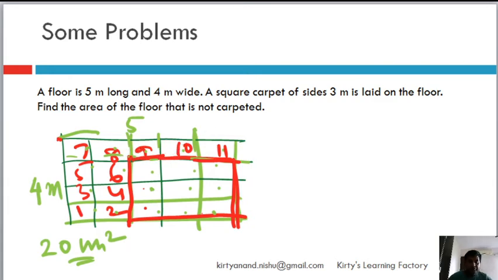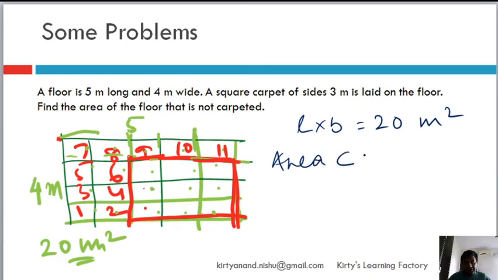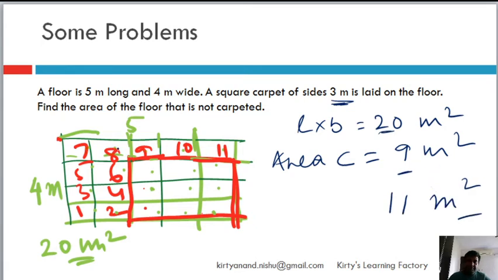Now the way to use a formula to solve the problem is very simple, which obviously you would be taught in school also. What is the total area of the floor? Length into breadth. So 5 into 4, 20 meters square is the total area. What is the area of the carpet? Square carpet 3 meters. So 3 square, 9 meters square. This is the total area. This is the carpet area. What is the uncovered area? You subtract 20 minus 9, you get 11 meters square. Simple way, but I just wanted to make you understand better.